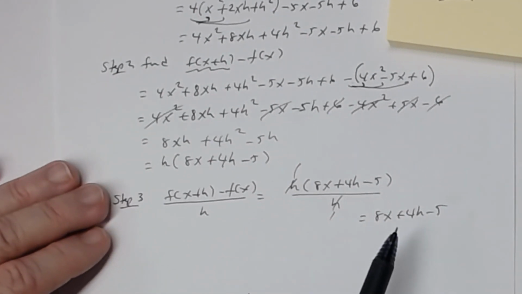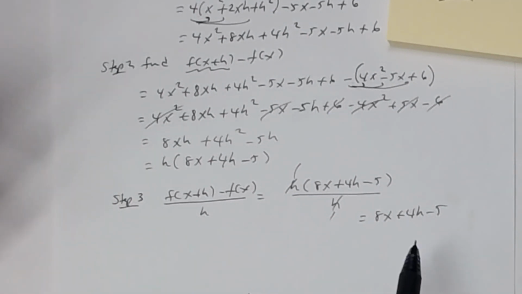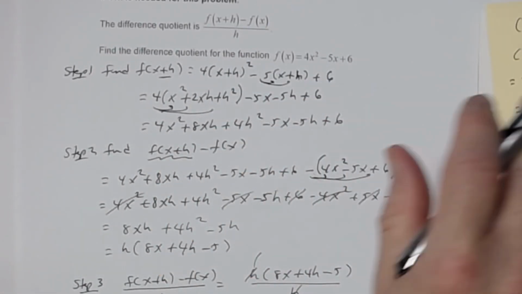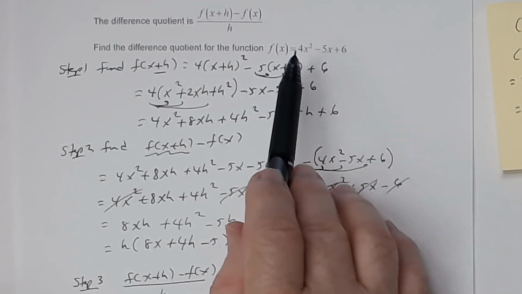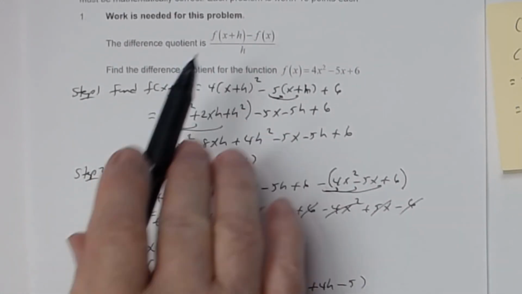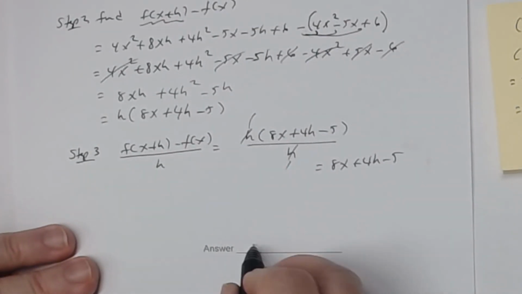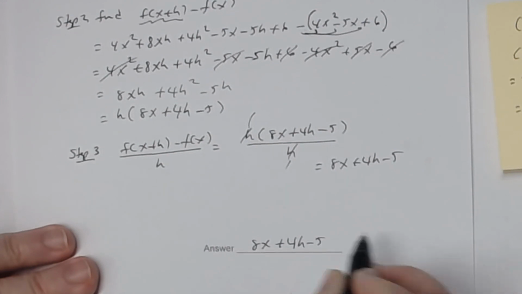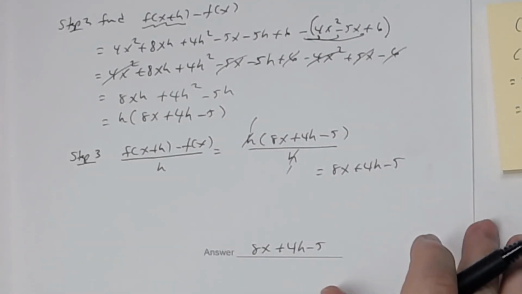So right now, though, you just know how to find it, and this is it right here for this function. As you remember, given a particular function, the difference quotient will not look the same, but you're going to use the same formula. All right, and so the answer is 8x plus 4h minus 5. All right, so that was number 1.